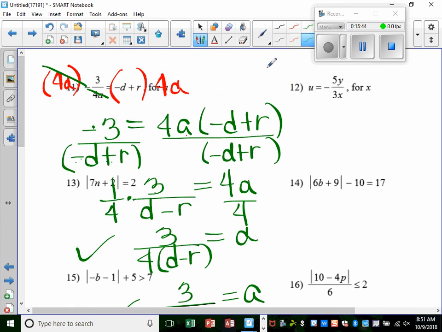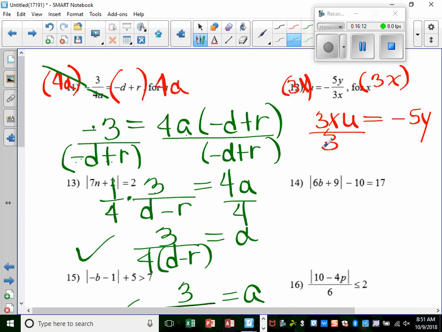Alrighty, let's go to number 12. So number 12, I am solving for x. Who can tell me what to do first? You should know now. Yes. Very good. Times it by 3x. Okay. So I'm going to have 3xu on the left equals negative 5y on the right. I'm trying to solve for x, so I'm going to divide by which two terms? 3u. So x equals negative 5y divided by 3u. You just divide by what you're trying to get rid of. Okay.